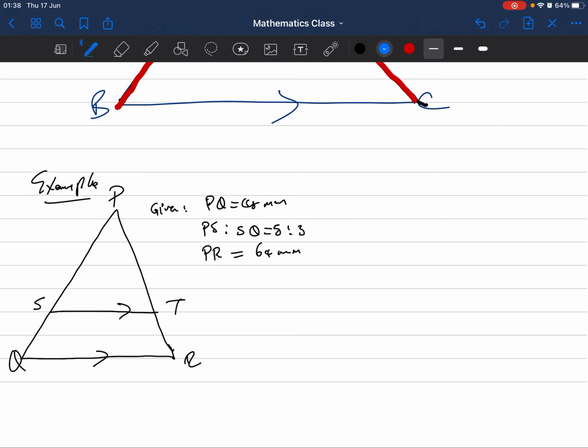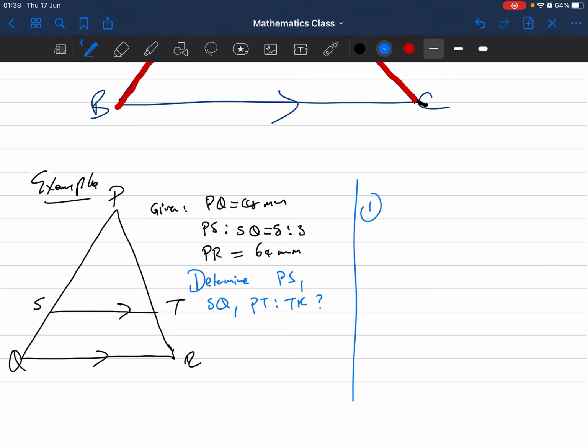Okay, and then they ask you to determine PS. They want you to determine SQ. They want you to determine PT, the ratio PT to TR. Okay, so you're gonna do these three for now. So let's do the first one, PS.